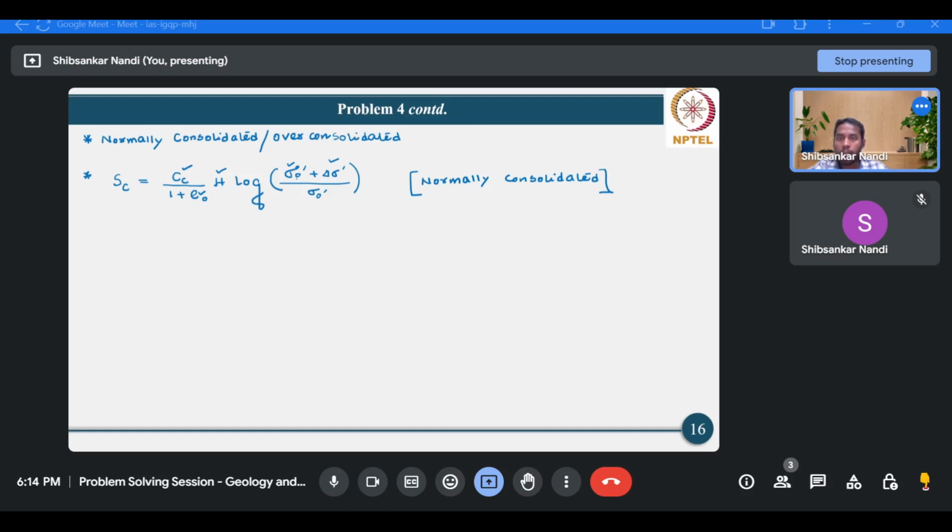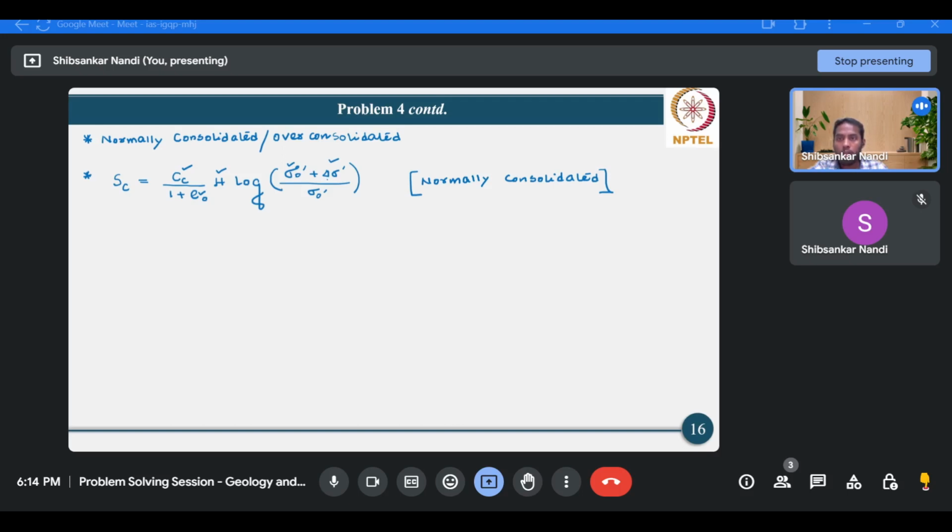Sigma 0 prime denotes the initial effective overburden pressure at the mid depth of the clay or fine grained soil, and delta sigma is the increase in average stress at the mid depth of the layer. So these are the physical significances of these terms which are involved in this equation. So please be very careful.